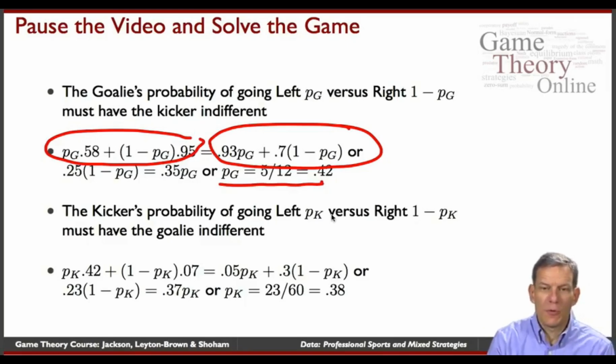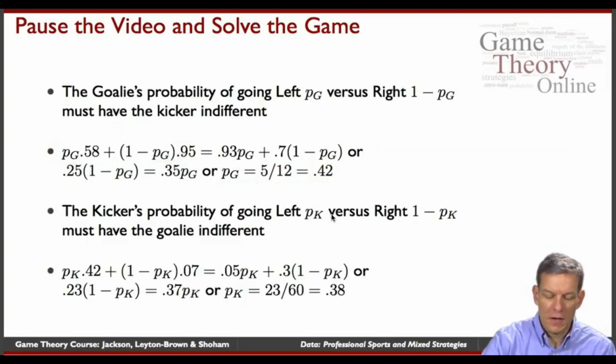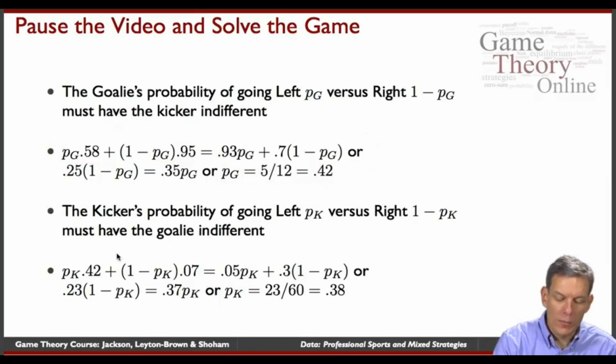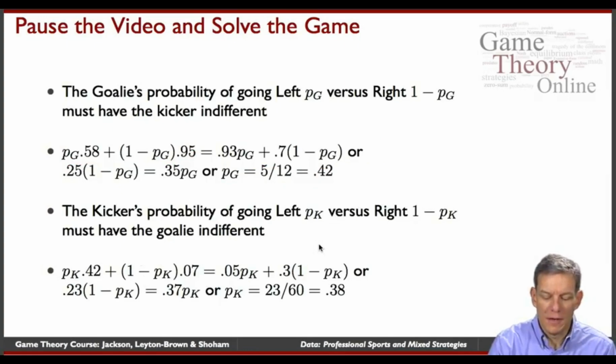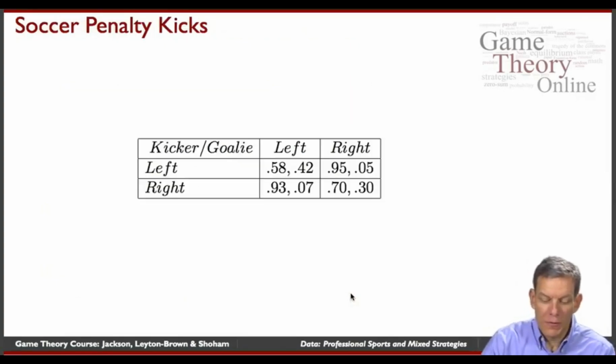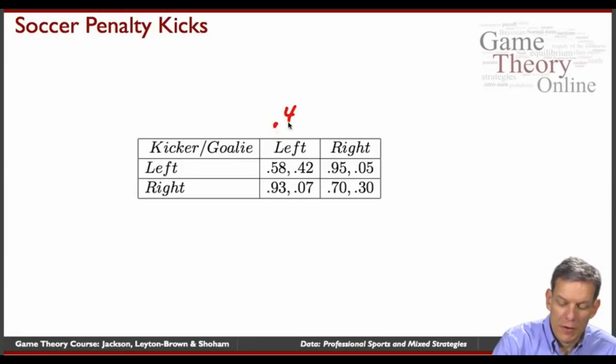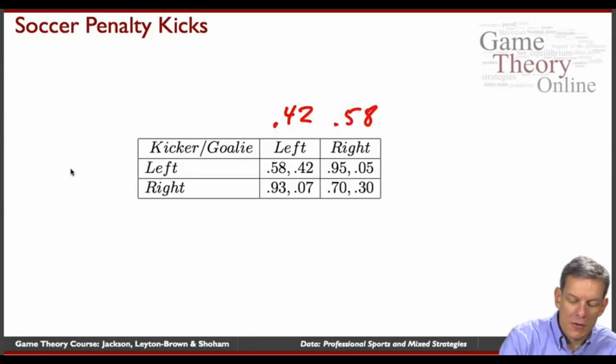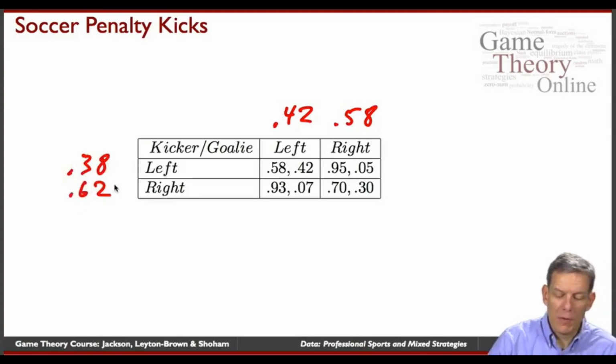If we do the same for the kicker going left versus the kicker going right, setting the goalie's payoff from going left versus right to be indifferent, what do we end up with? We end up with P sub K, the probability that the kicker goes left, being 0.38. So what we found is that goalies should go left 42% of the time. That leaves them going right 58% of the time. Kickers should go left with probability 0.38, which puts them going right with probability 0.62.